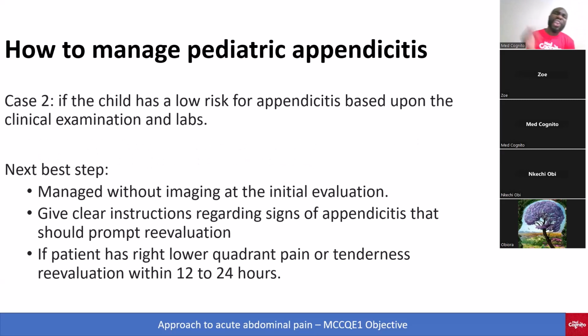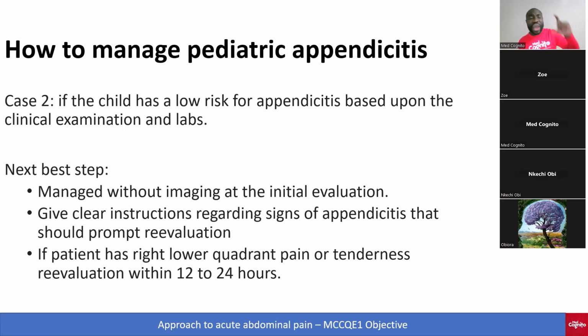What about if the child has a low risk for appendicitis based on those clinical scores that we learned? The child may be managed without imaging at the initial evaluation. And you may want to give antibiotics, okay? Because in acute appendicitis, you can manage the patient with antibiotics. Now, you have to give clear instructions regarding signs of appendicitis. Remember that this is a patient who has a low risk for appendicitis, okay? And you tell them that, look, if the mother recognizes these symptoms, she should bring the child back.